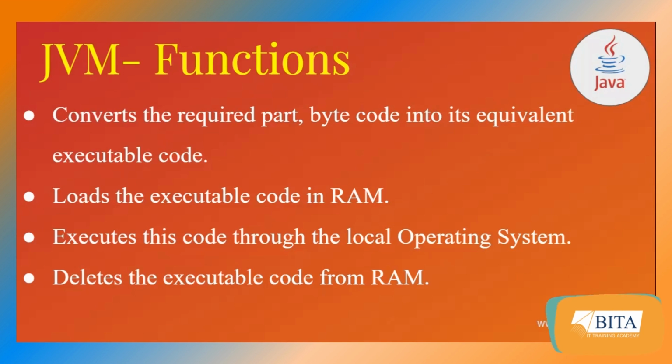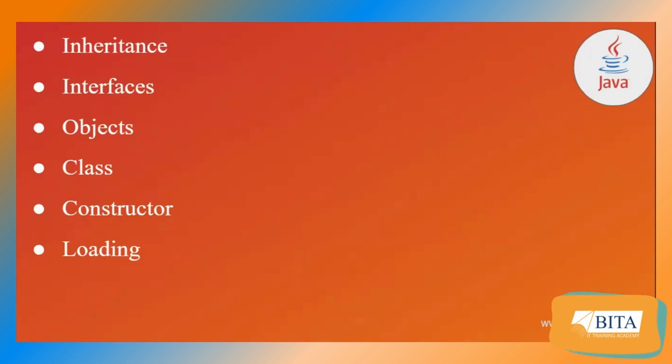We have another type of loading method also. It is called the static method. It loads a block of code before the execution itself. In C language, we use this static loading method. Okay. So other functions are inheritance.